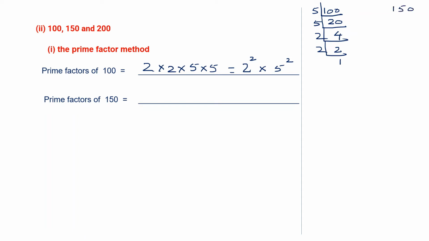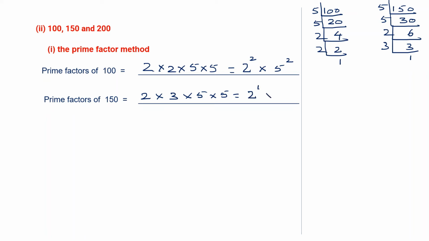Okay, again we can start with 5. 5 threes are 15, so that's 30. Then 5 sixes are 30. Now I'll use 2, 2 threes are 6, and I can use 3, 3 ones are 3. So there's 1, 2, 1, 3, and there are 2 5's, 5 into 5. So let's write out the prime factors in the index form. 2 to the power of 1 into 3 to the power of 1 into 5 to the power of 2.